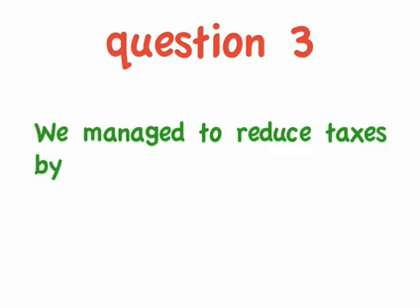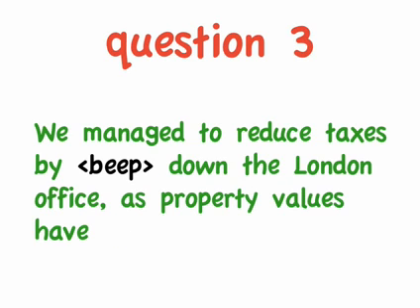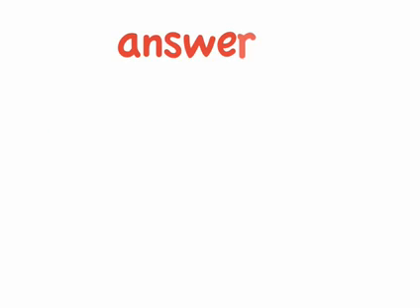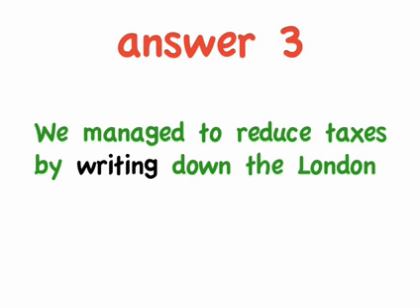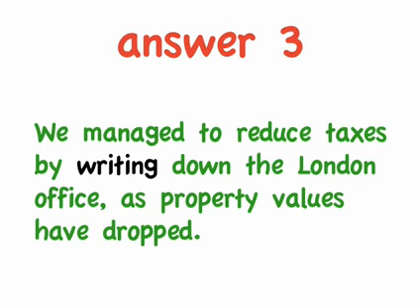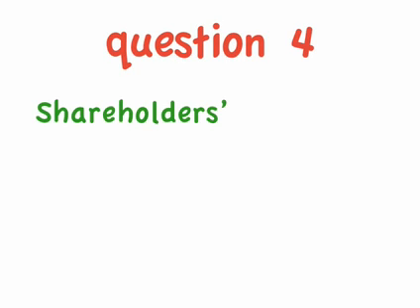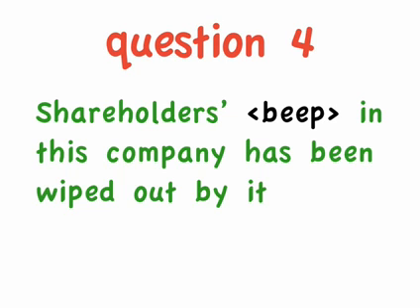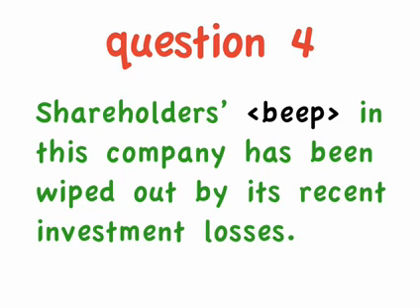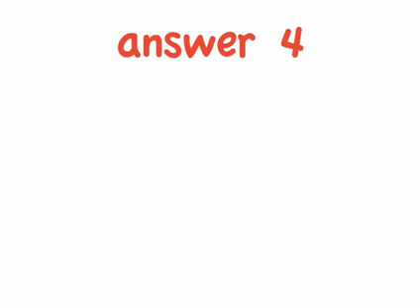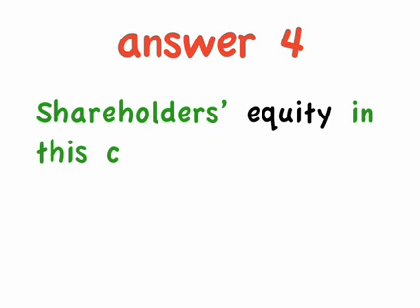We managed to reduce taxes by beep down the London office as property values have dropped. Answer. We managed to reduce taxes by writing down the London office as property values have dropped. Shareholders' beep in this company has been wiped out by its recent investment losses. Answer. Shareholders' equity in this company has been wiped out by its recent investment losses.